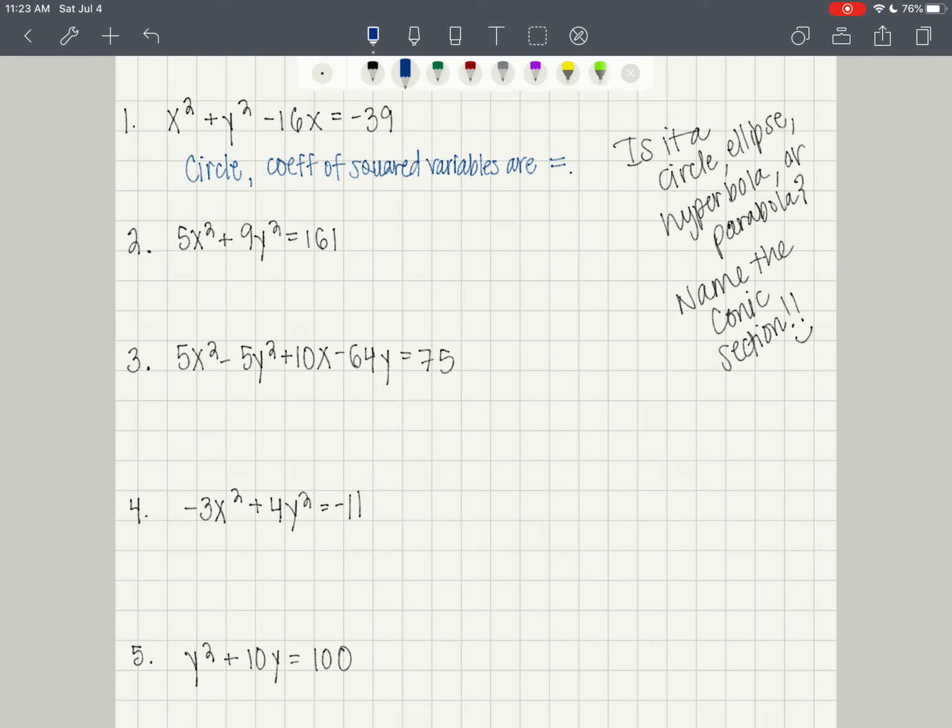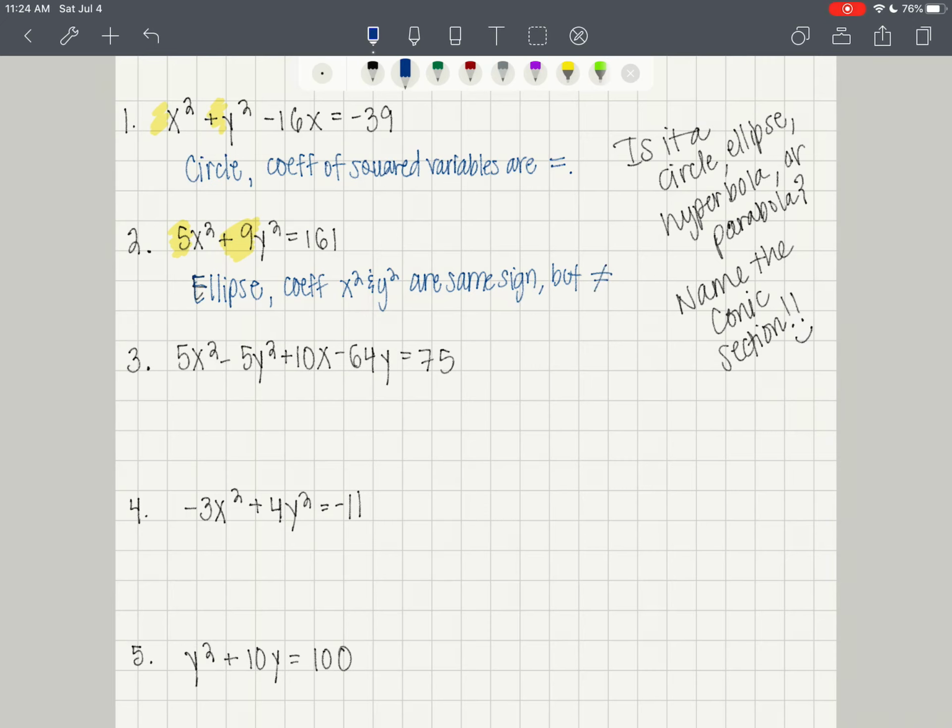Number 2, 5x squared plus 9y squared. I'm going to highlight those. 5x squared plus 9y squared equals 161. It's all about those squared terms. So I'm looking at those squared terms. Positive 5, positive 9, same sign but different numbers. Same sign, different numbers. This is an ellipse. So for an ellipse, your coefficients of x squared and y squared are the same sign but different values, but not equal. Let's say that. Same sign but not equal.